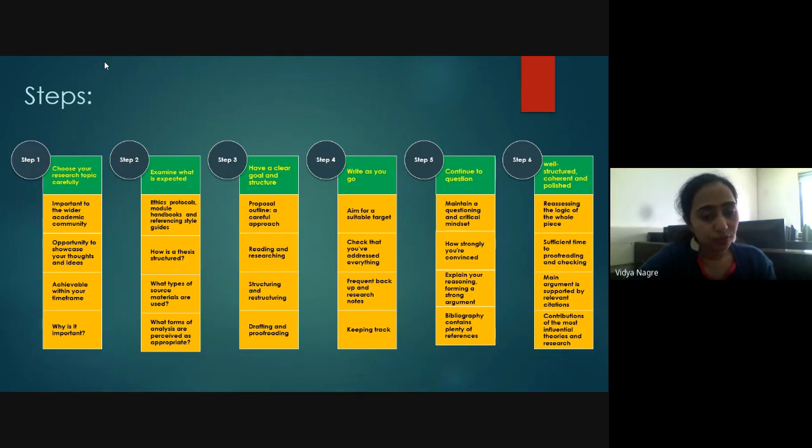You also have to keep in mind what types of source materials you are going to use or have used for your study, because you have to cite each and every source that you have mentioned in your study. What forms of analysis are perceived as appropriate, you have to just figure it out.